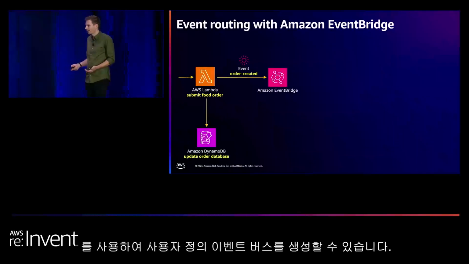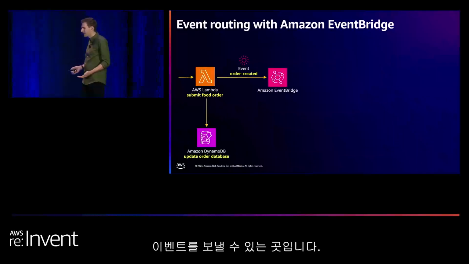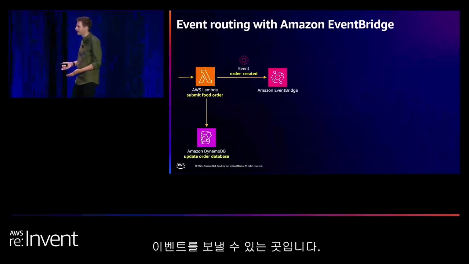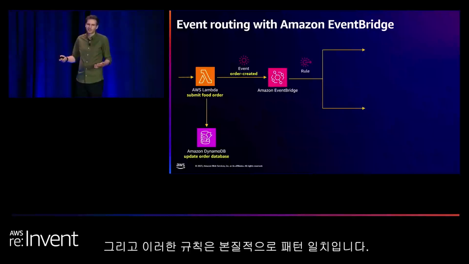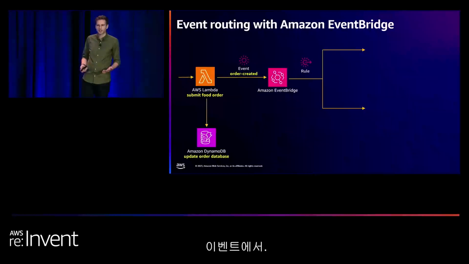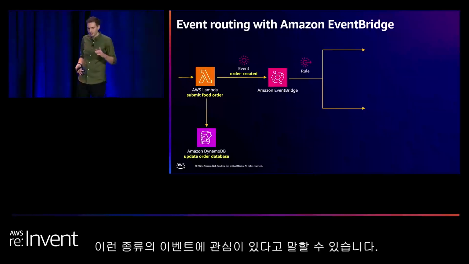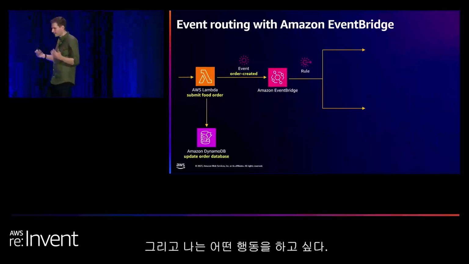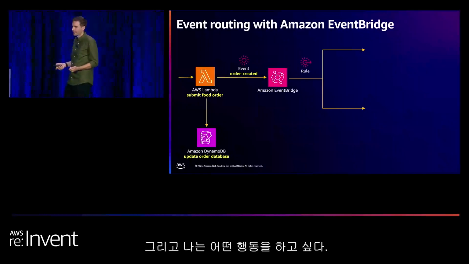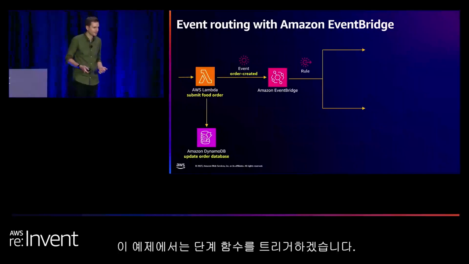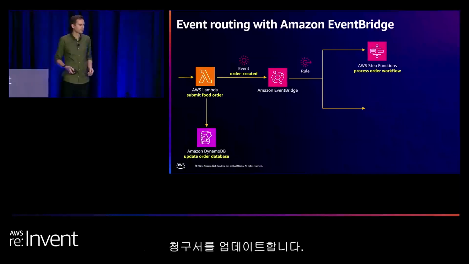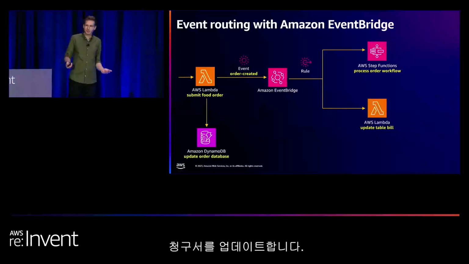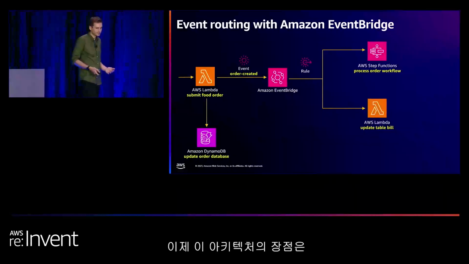EventBridge has the ability to create custom event buses. This is where you can send in your events. And then you create a series of rules. These rules are essentially a pattern match on the event to say, I'm interested in these types of events, and I want to perform some action. In our example, we're going to trigger a Step Functions workflow to actually process the order, and a Lambda function to go and update the bill.